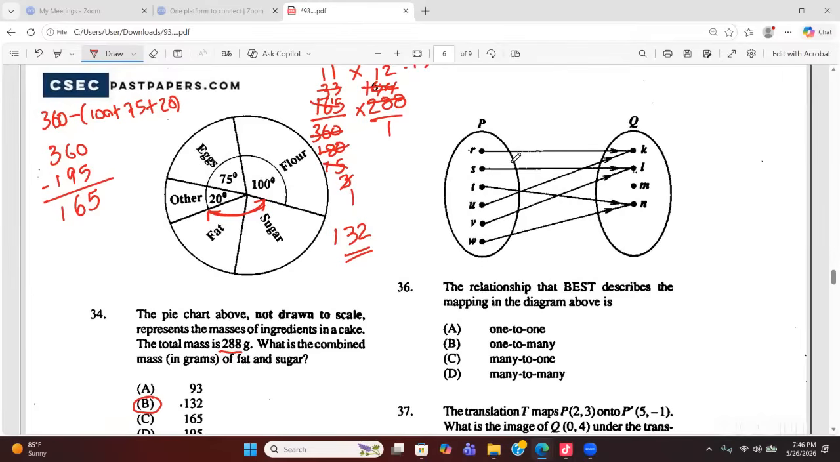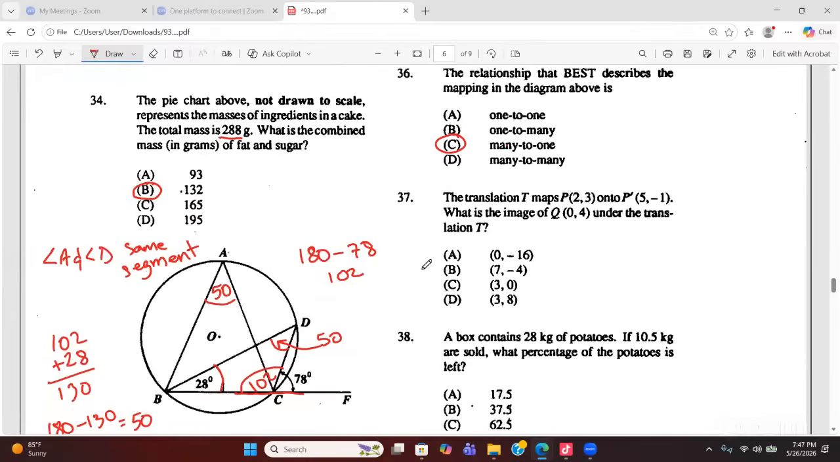So in this case, you're noticing that there are many things going to 1. There's no 2 to 1; it's either 1 to 1, many to 1, or 1 to many. But in this case, we're seeing many things going towards 1. So it's many to 1. This is C right here. 36 is C. It's many going to 1. So the moment you have more than one thing going there, it's many to 1.